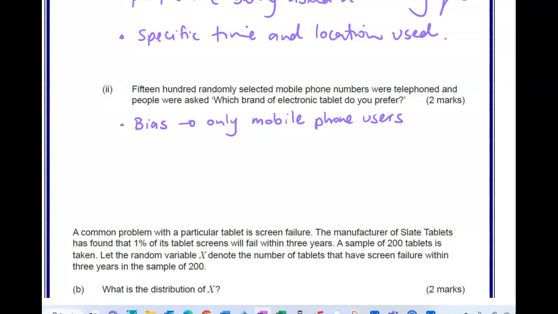So you've got only mobile phone users. You're not capturing people who don't have mobile phones. People will hang up. So you're not capturing a true representative of the population, that kind of thing. Those are the suggestions made by the examiners there.